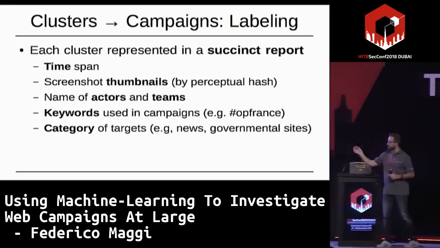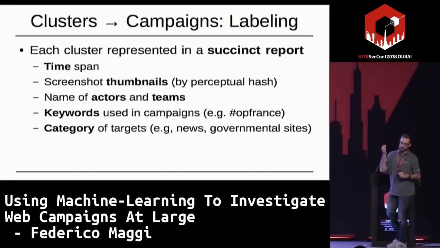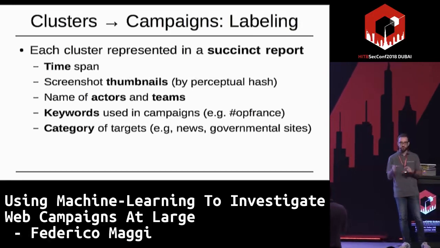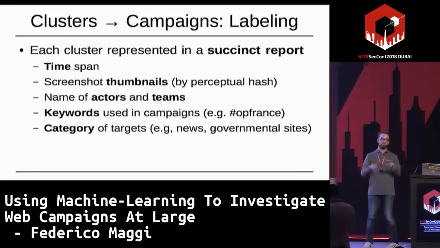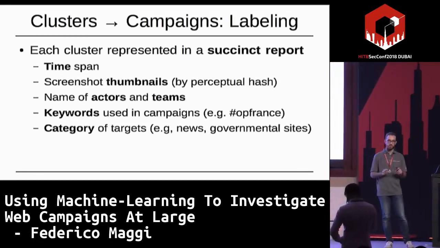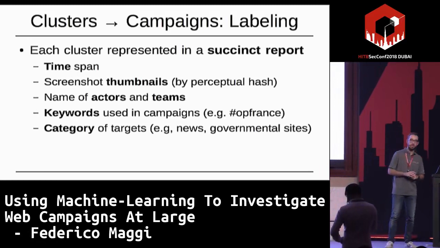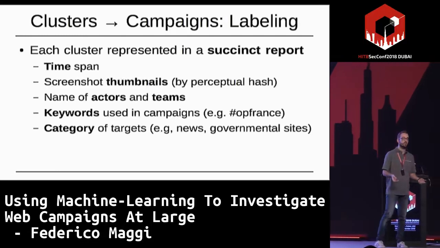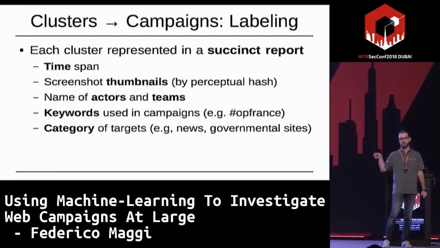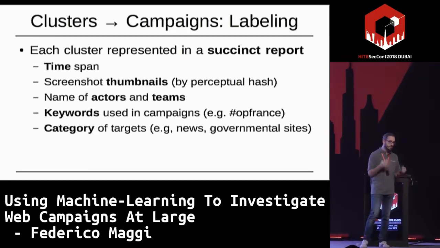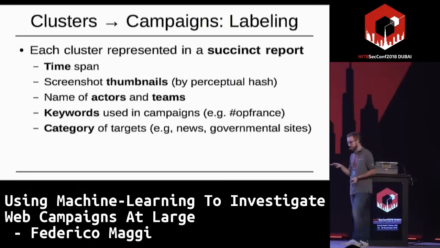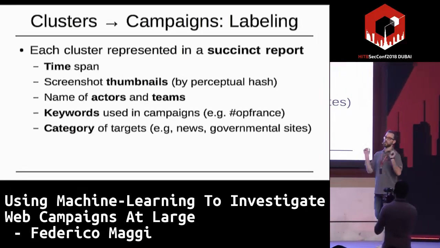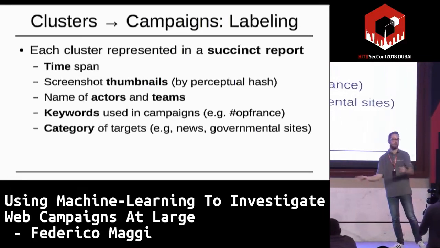We try to extract the names of the actors and the names of the team. We have a series of parsers which try to extract lists of names. They use weird characters somehow, so it's not 100% accurate, but it's a good educated guess. Keywords used in the campaigns: several groups use a hashtag and then the name of the campaign. Category of targets: this helps us understand, for example, if the group is interested in governmental websites only, or business websites, or minor websites we don't really care about.